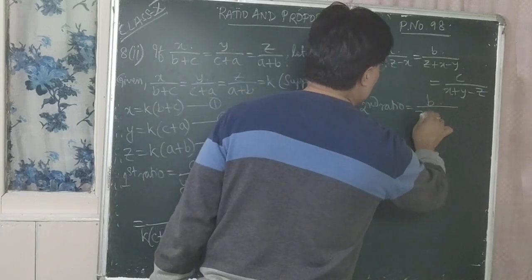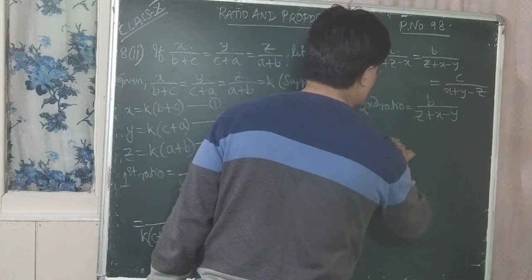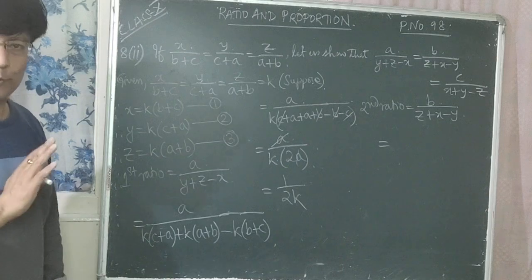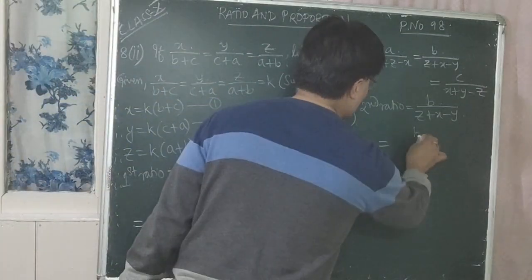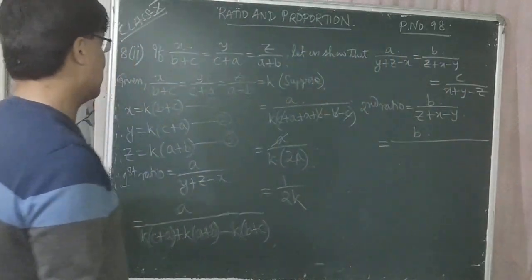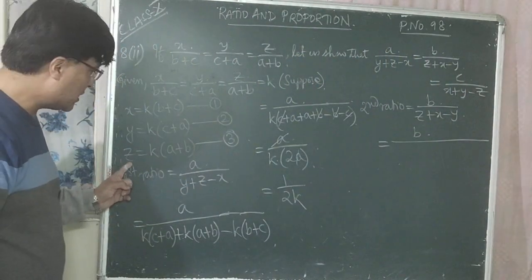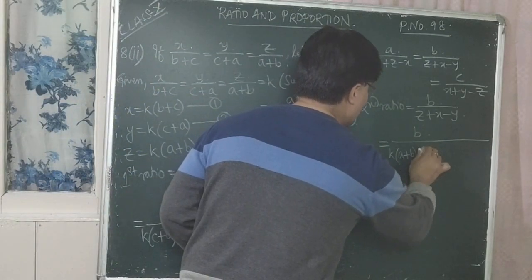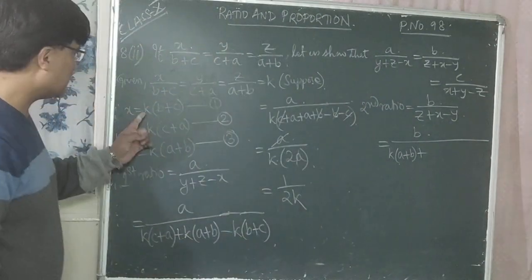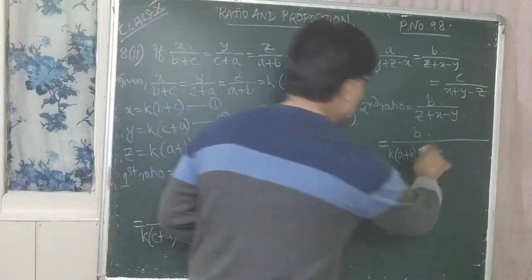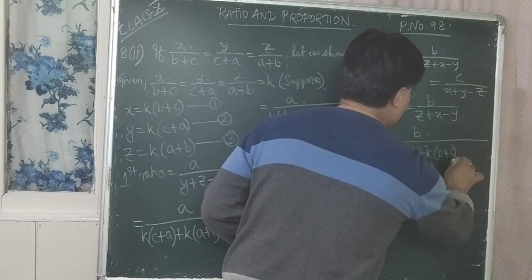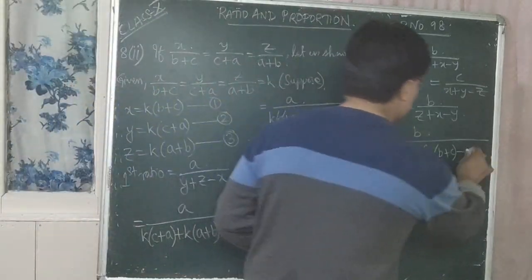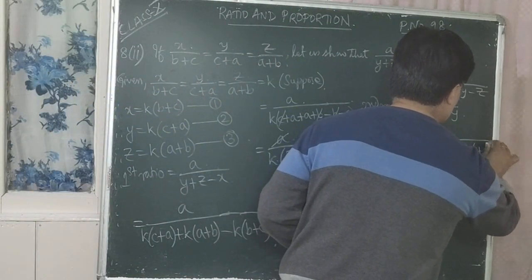It is b upon z plus x minus y, which is equal to, now we don't have the value for b, so b remains same. So it is b upon, what is z? What is the value of z? The value for z is k into a plus b, right? So it is k into a plus b plus, what is the value for x? It is k into b plus c, right? It is k into b plus c minus, what is the value for y in this case? It is k into c plus a.